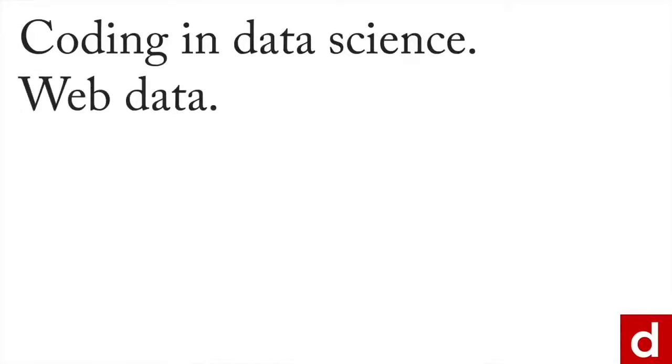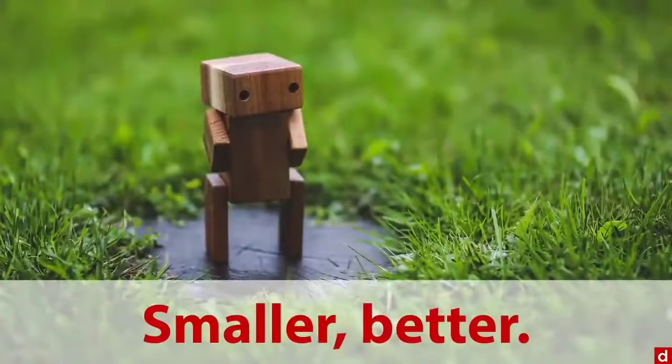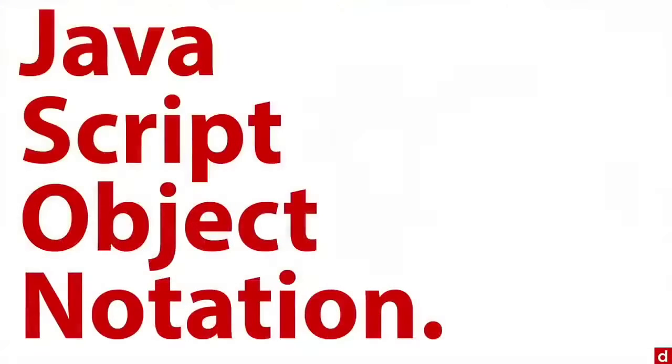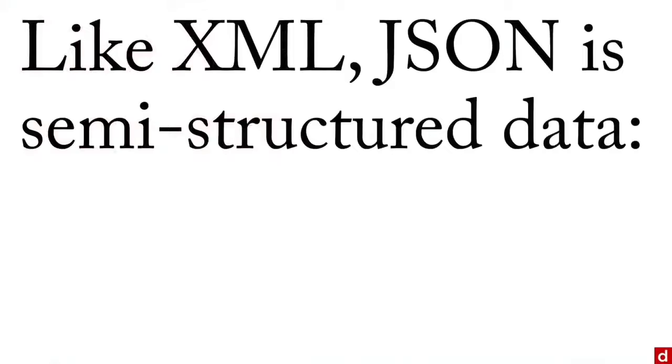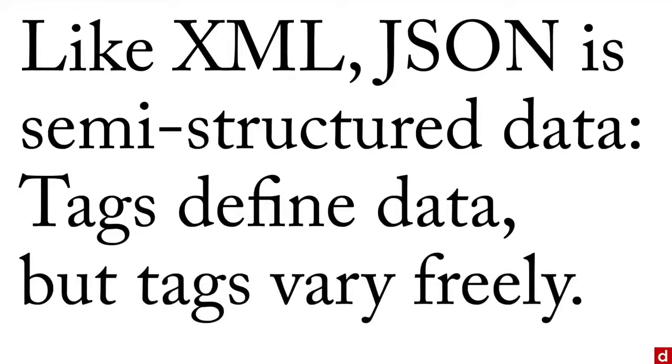The last thing I want to mention about coding and data science and web data is something called JSON. And I like to think of it as a version of smaller is better. Now, what JSON stands for is JavaScript Object Notation, although JavaScript is supposed to be one word. And what it is, like XML, JSON is semi-structured data. That is, you have tags that define the data so the computer knows what each piece of information is. But like XML, the tags can vary freely. And so there's a lot in common between XML and JSON.